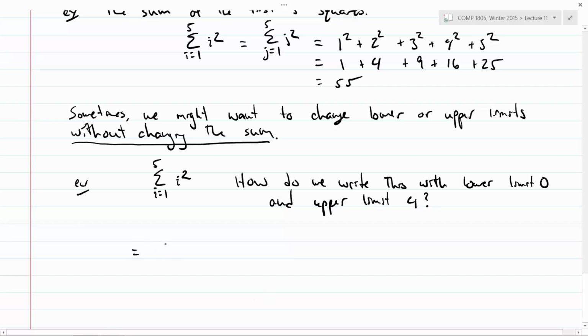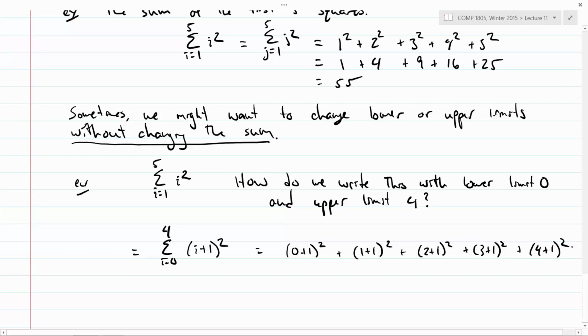So that being said, I would like to write this such that I get i equals 0 to 4 of something. What's the something that I need? Yep. i plus 1 in brackets all squared. All right, if I do that, let's think about what happens. This will be 0 plus 1 squared, plus 1 plus 1 squared, plus 2 plus 1 squared, plus 3 plus 1 squared, plus 4 plus 1 squared. And then we stop, because 4 is the upper limit, and 0 is the lower limit.